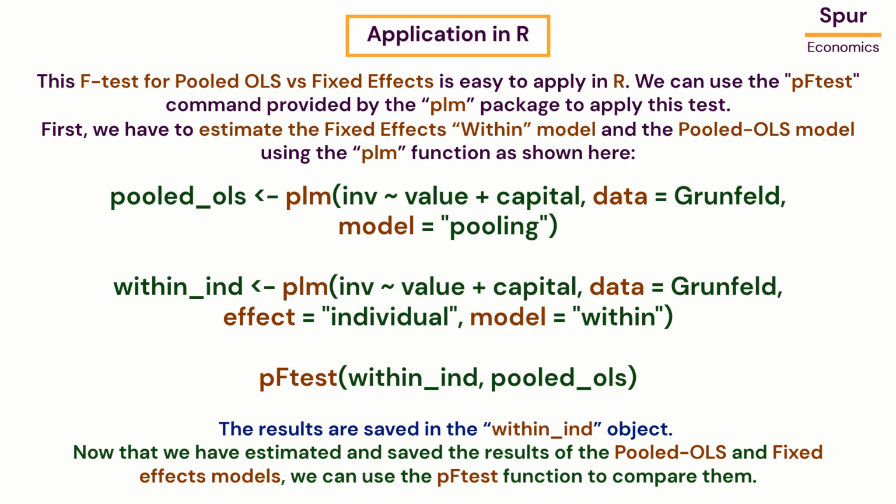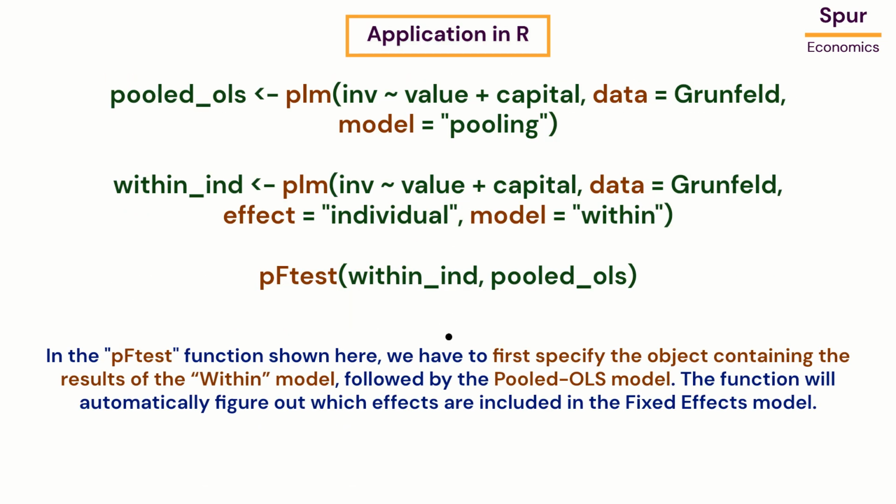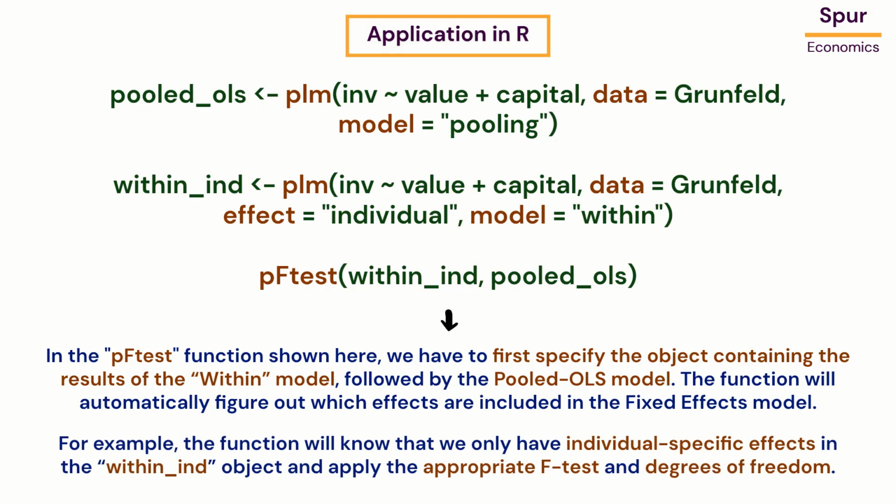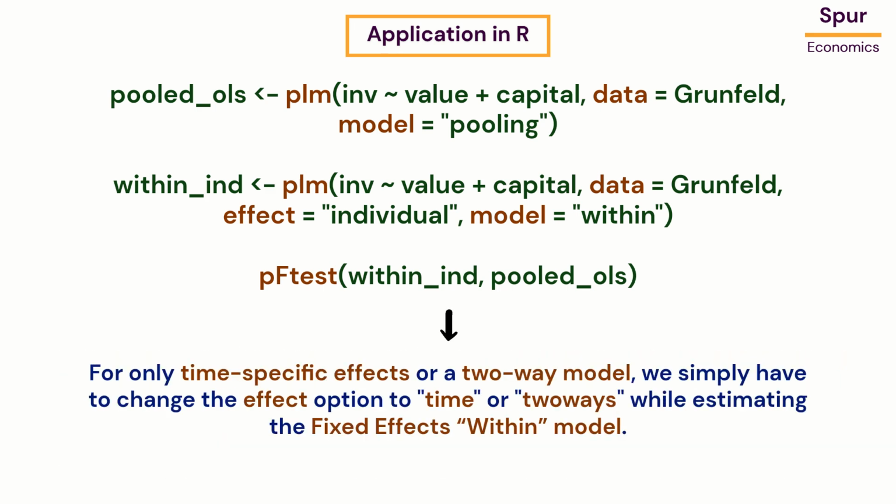Now that we have estimated and saved the results of the Pooled-OLS and fixed effects models, we can use the pFtest function to compare them. In the pFtest function shown here, we have to first specify the object containing the results of the within model, followed by the Pooled-OLS model. The function will automatically figure out which effects are included in the fixed effects model. For example, the function will know that we only have individual specific effects in the within IND object and apply the appropriate F-test and degrees of freedom. For only time-specific effects or a two-way model, we simply have to change the effect option to time or twoways while estimating the fixed effects within model.